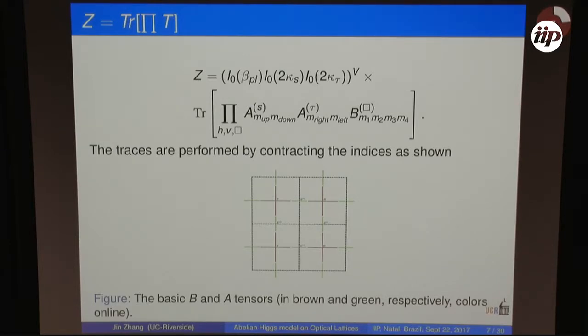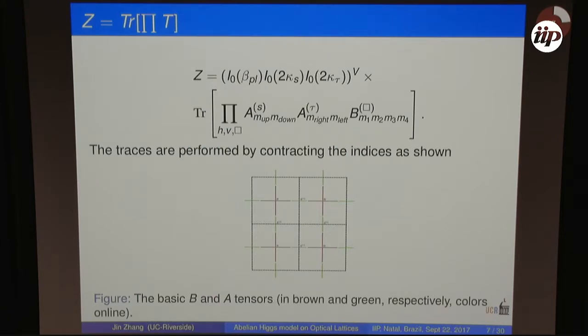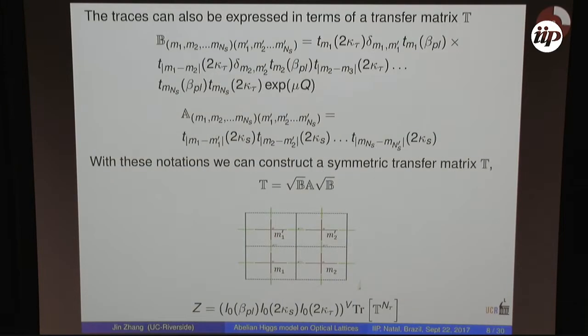Now, the partition function can be expressed by the trace of a product of these tensors. Now it's easy to do tensor renormalization group calculation for this. First we want to find the transfer matrix T.